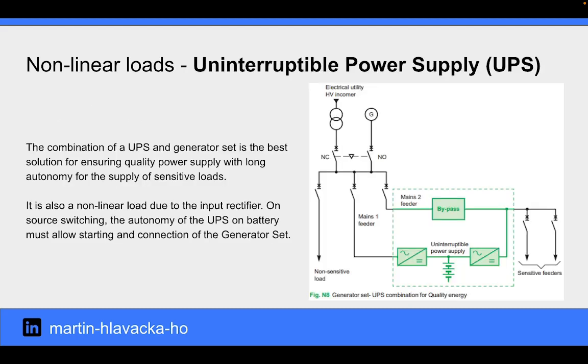The combination of a UPS and generator set is the best solution for ensuring quality power supply with long autonomy for the supply of sensitive loads. It is also a nonlinear load due to the input rectifier. On source switching, the autonomy of the UPS on the battery must allow the starting and connection of the generator set.